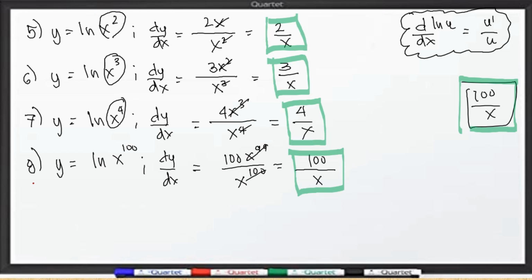So, tuwing makakakita ka ng mga ganito, ng mga ln of x raised to the power, it will be the power divided by x. Para po pagdating natin do sa mga masasalimuot na kalikutan sa mga halo-halo at sapin-sapin ng mga functions, hindi na po makakasagabal sa atin ito. Agad-agad makikita natin 100 over x. Hindi na po natin kailangan ipaliwanag pa.